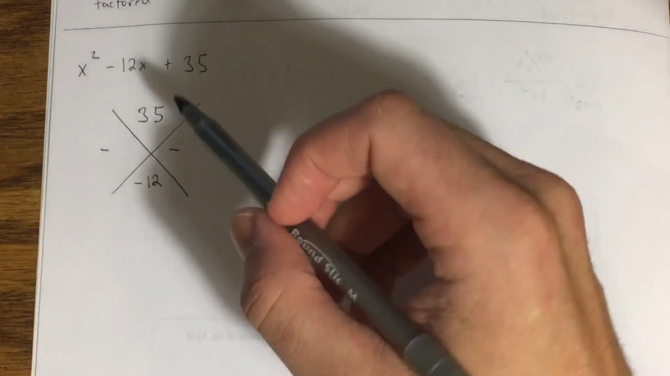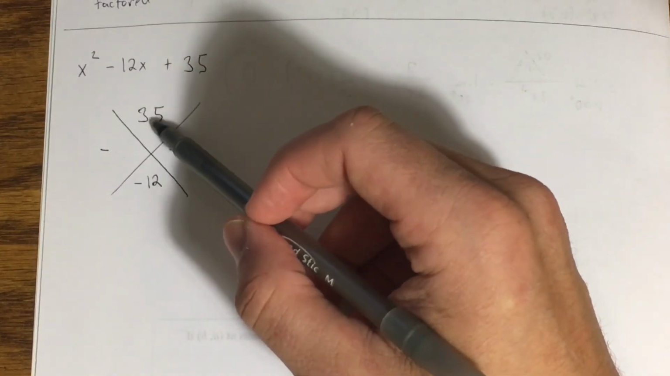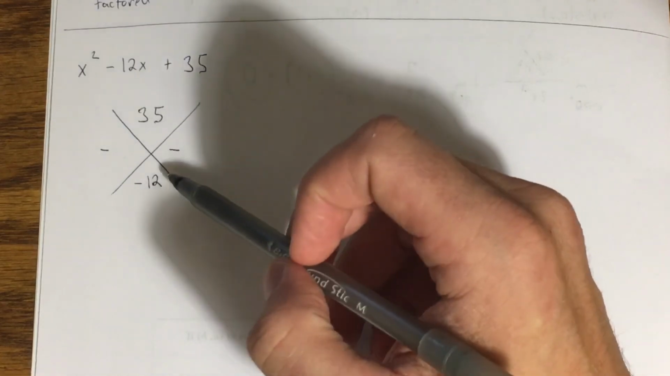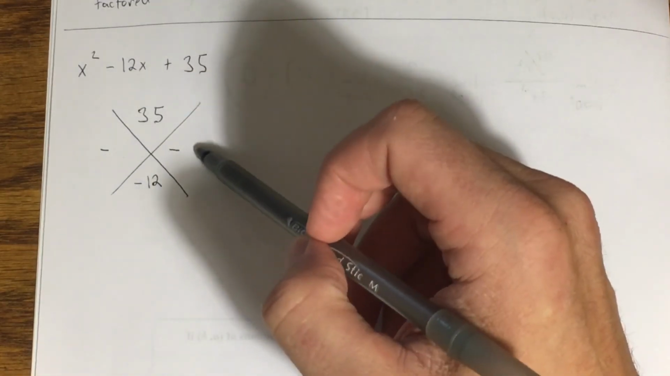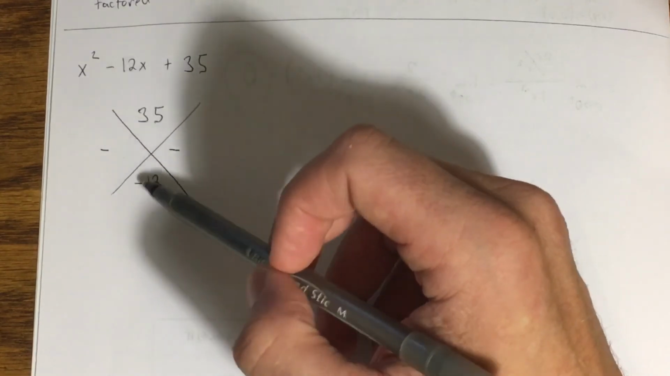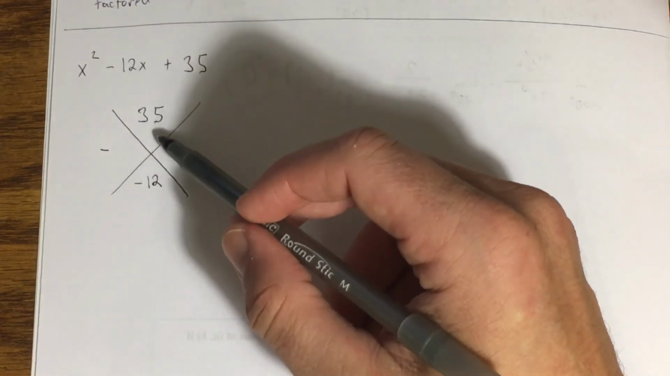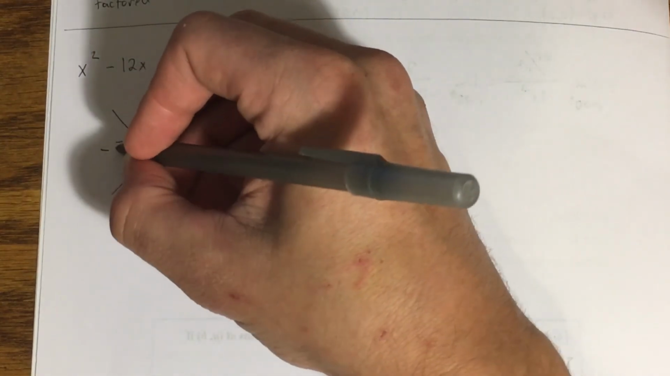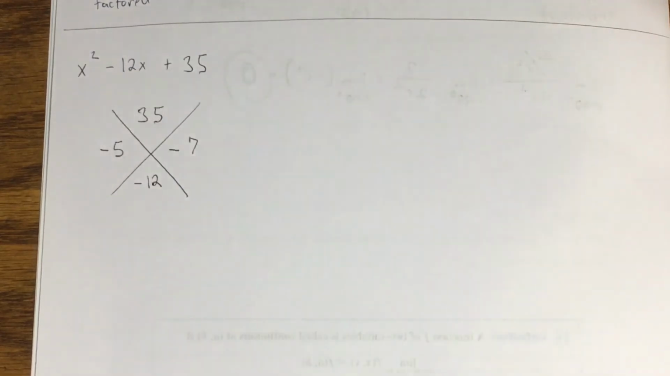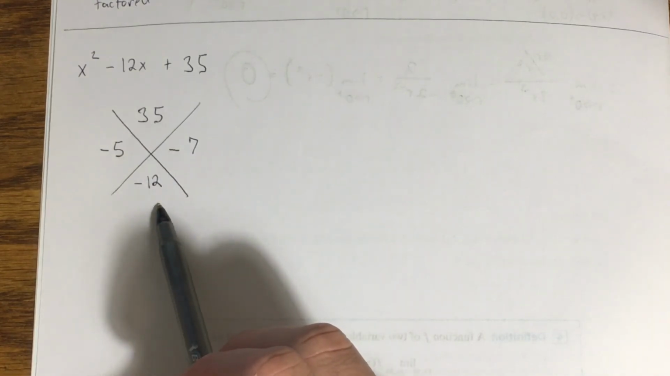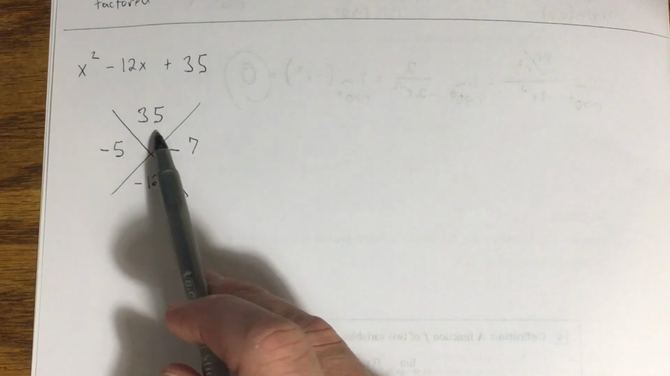Okay, now think through different numbers that multiply together to make 35. So 1 times 35 is 35. Knowing that they should both be negative, though, that would be negative 1 times negative 35. So even though negative 1 and negative 35 multiply to the correct number, they don't add up to negative 12. What else multiplies to make 35? Well, again, they should both be negative, but negative 5 and negative 7 both multiply to make 35. And if you notice, they also add up to negative 12. So these two numbers hit both conditions.